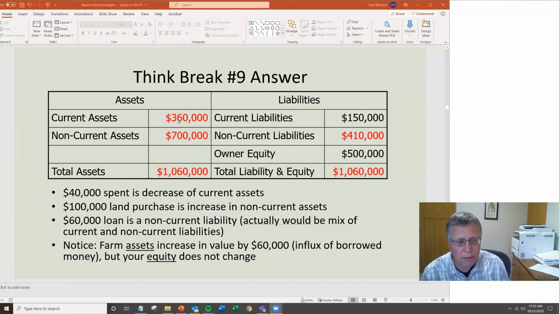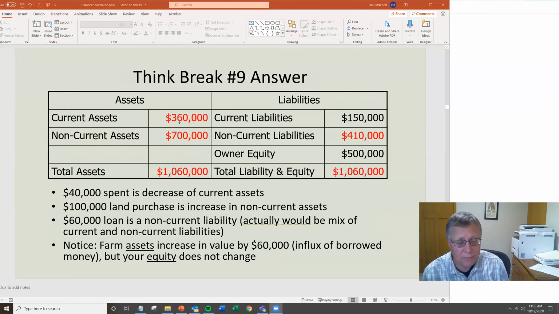You bought $100,000 worth of land. Let's say it's a down payment on the land. You take $40,000 of your current assets. That's where the $100,000 partially came from. Well, if you go back, this was $400,000, and now it's going to go down to $360,000. That's because you converted some of your current assets into a non-current asset. Non-current assets go up $100,000.